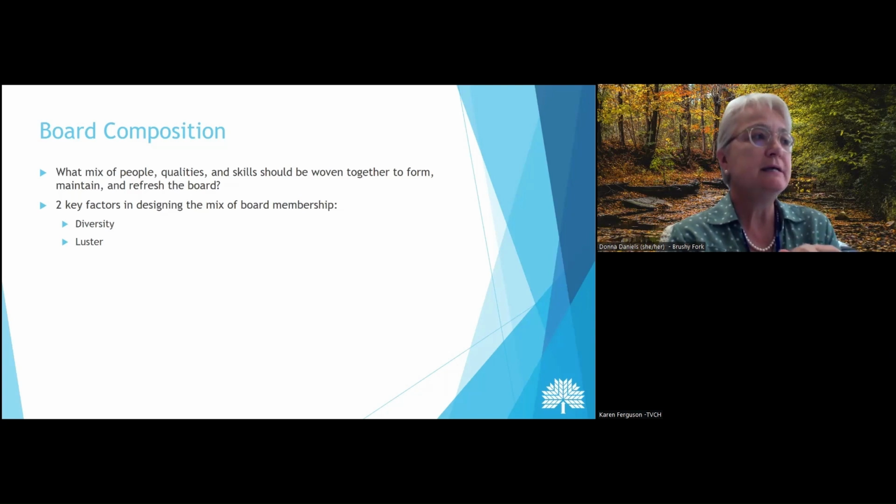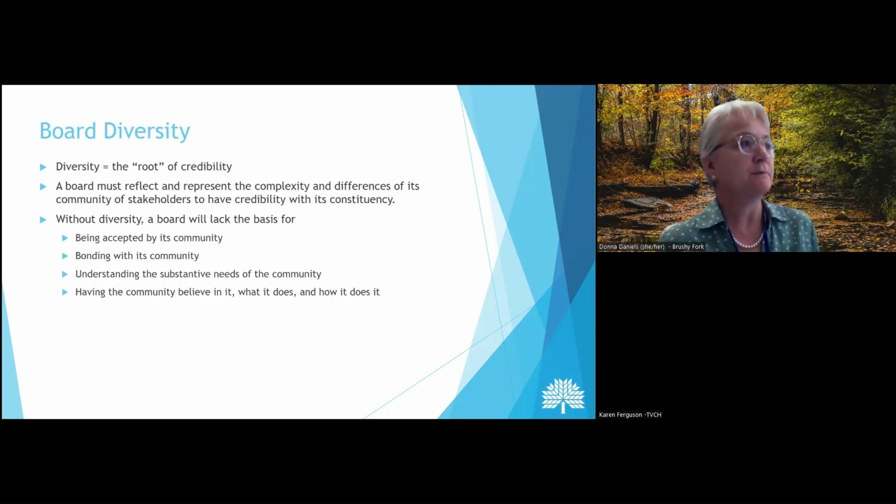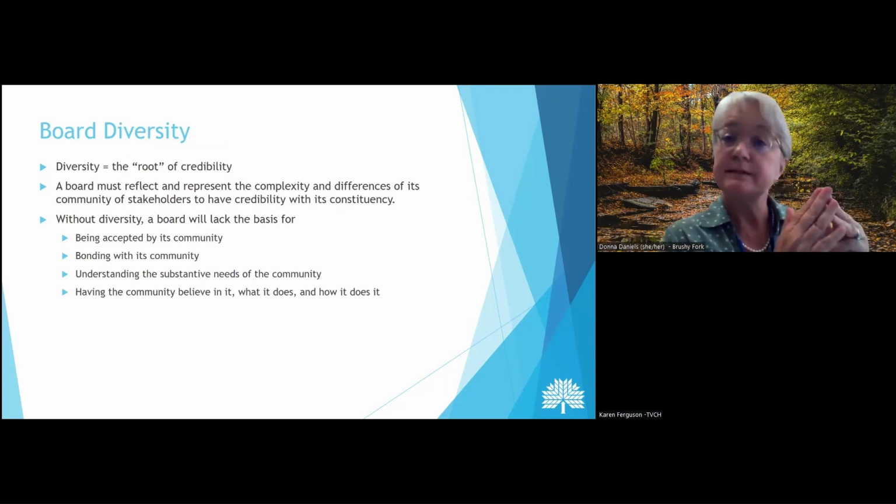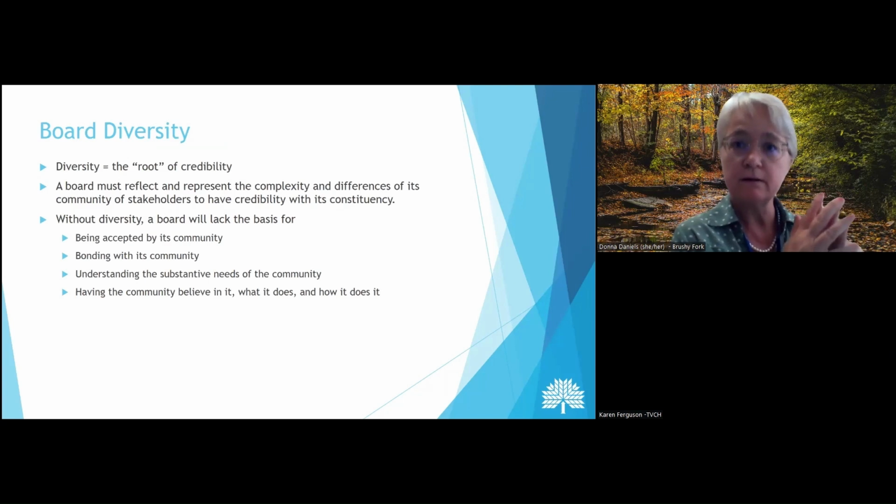And there are two key factors to think about when you're designing your board membership. The first is board diversity. Diversity can actually be the root of your board's credibility. And the reason we say that is that if you have a strong, diverse group of people, you're going to have the skill sets that you need. You're going to have representation from the people that you're serving with your organization if your board is diverse.